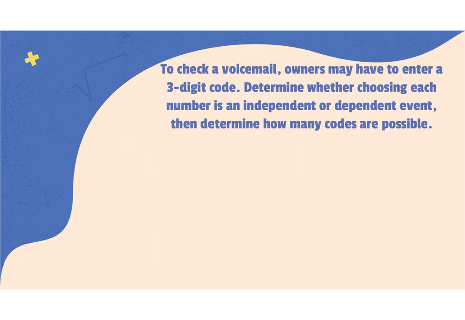All right, checking a voicemail, owners might have to enter a 3-digit code. Is it going to be an independent or dependent event? How many codes are possible? So the question you've got to ask yourself is, if it is independent, that means one number has no impact on the other. So if I have a 3-digit code, I could have anything from 0 to 9 for each one. So that's going to be 1,000 different choices.